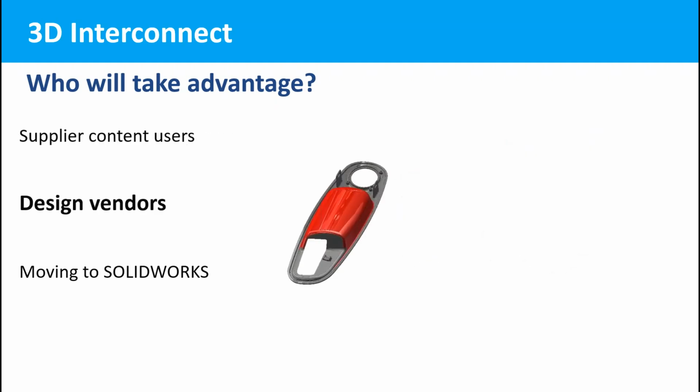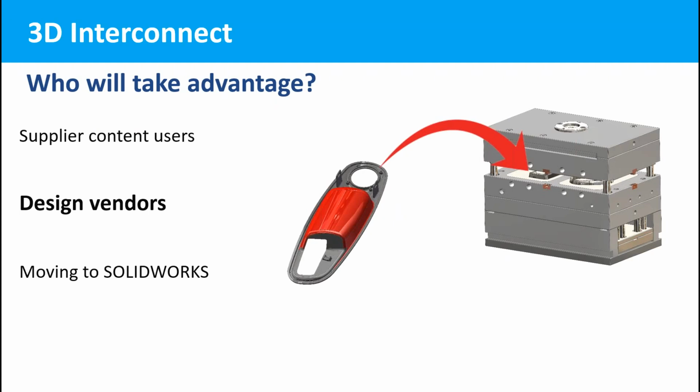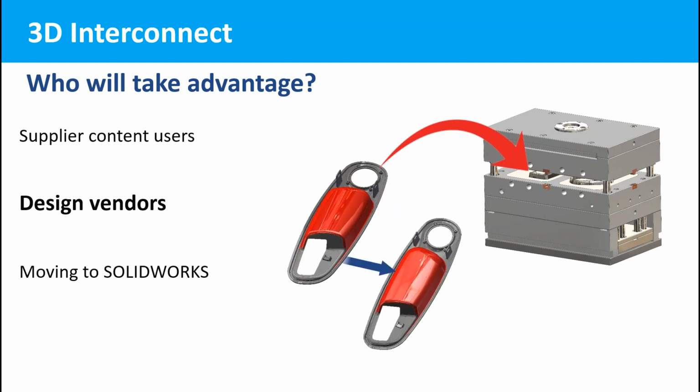Design vendors, so you're getting a customer file that you need to design around. In this case, maybe you're a mold designer and you have to insert that CATIA file or something inside the design. And if you are going through a translation format, one of the downsides is, how do you keep up with design changes and be able to update your designs quickly and easily?